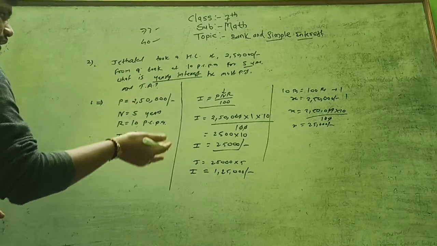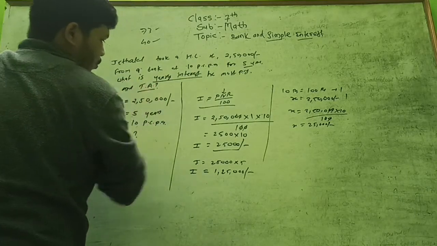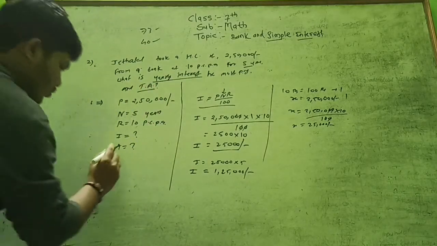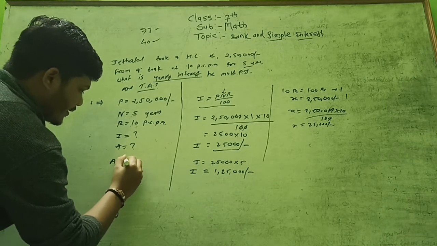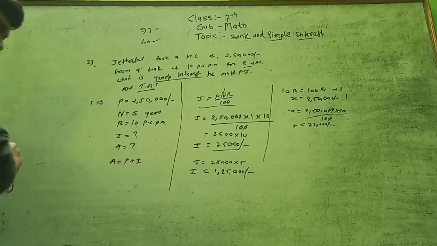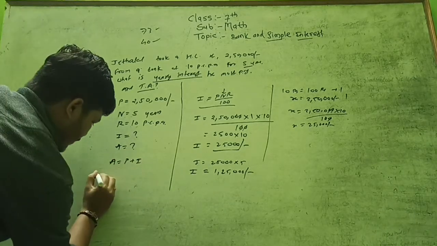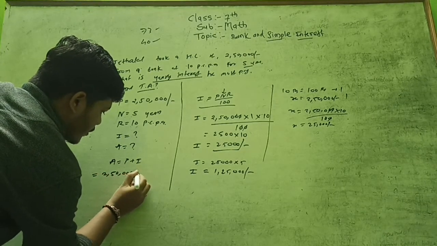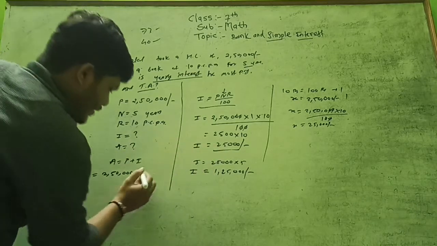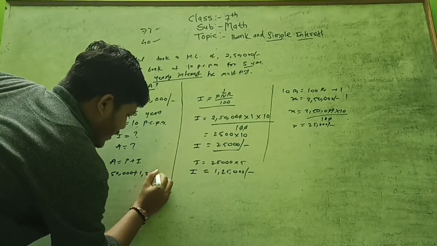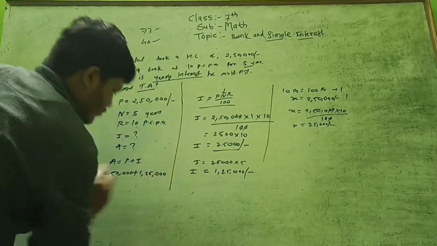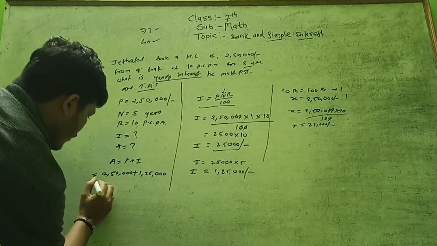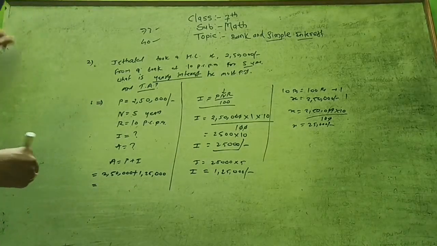Okay, now what is our second question? We have to find out the total amount. Amount is nothing but principal plus interest. Now what is the principal? Principal is 2,50,000. Now what is the interest there? That is 1,25,000. So what is the total?